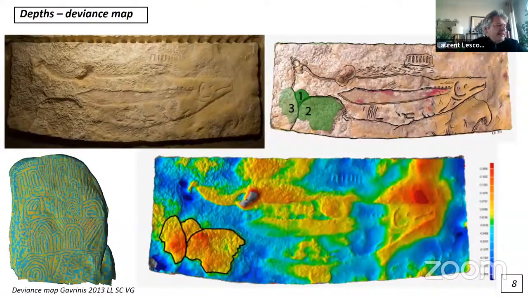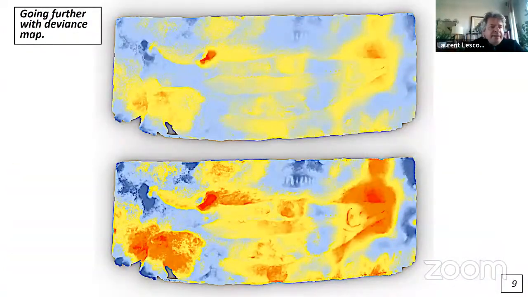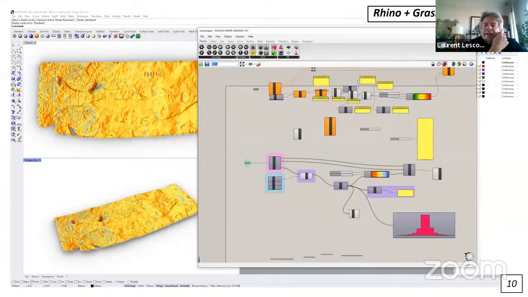Then we tested the deviance map the way we did before. We used deviance map for the first time years ago on Gavinis to explore the very thin engravings of Gavinis. But the tools we had were not flexible enough, so we decided to develop our own tool using photogrammetric tools. For that, we use Rhino and Grasshopper.